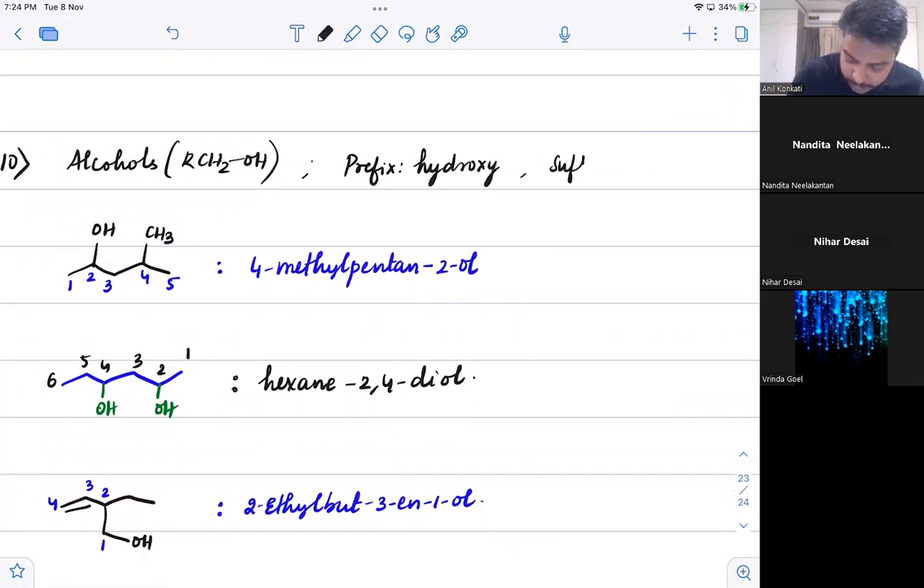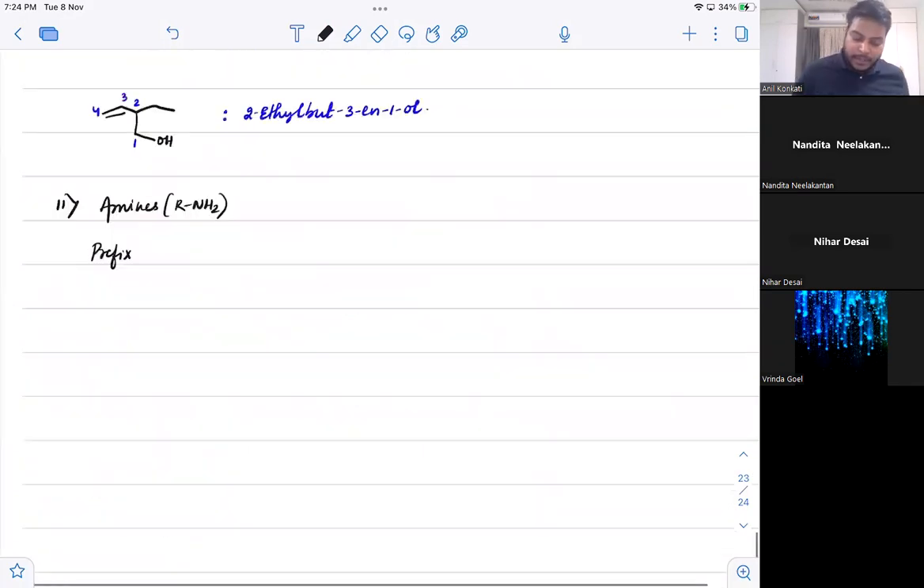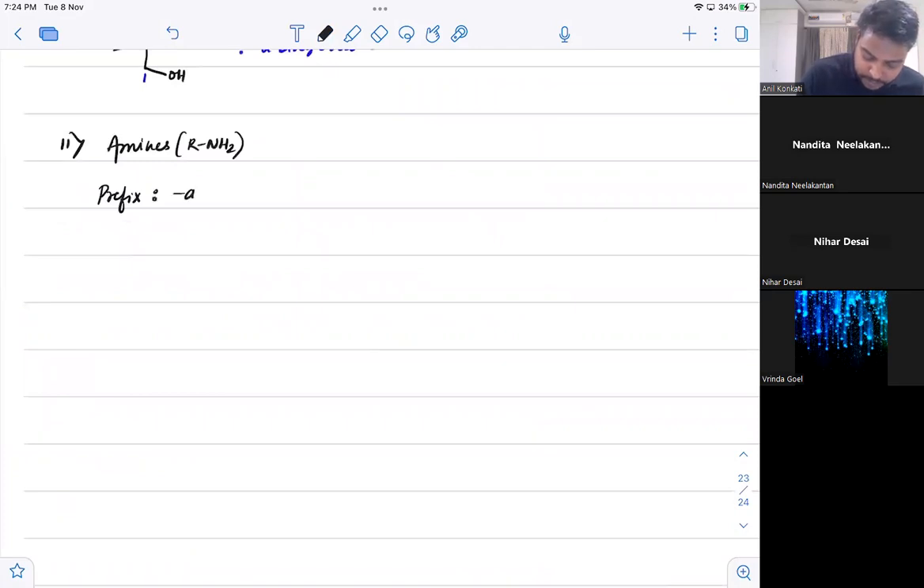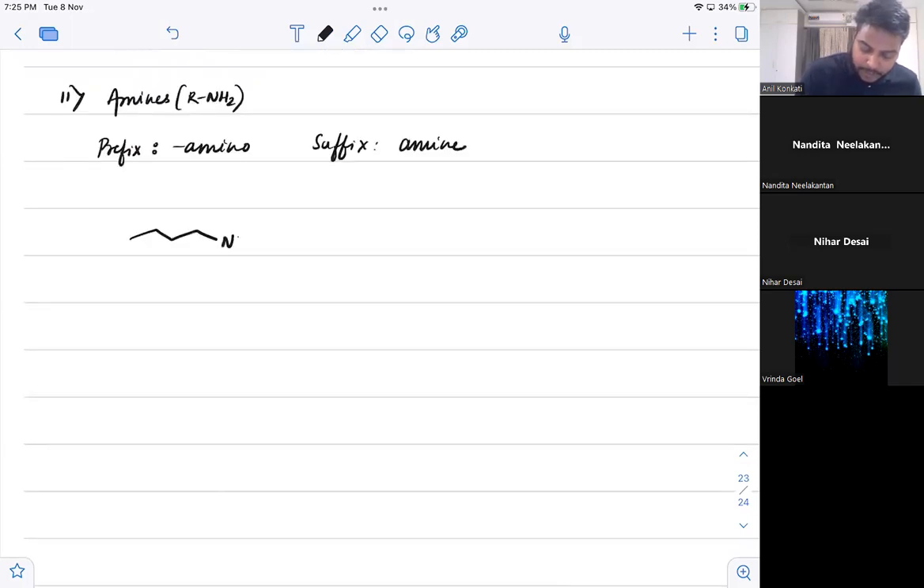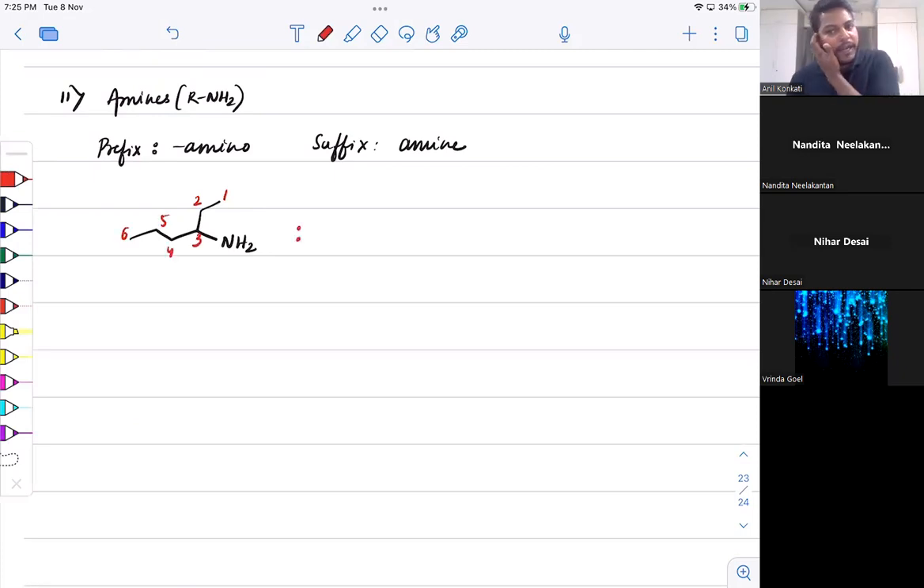And the suffix name for the same is ol. Hydroxy is the prefix and the suffix name is ol. For amines, the prefix name is amino, while the suffix name for that is amine. So suppose you have NH2 here and an ethyl group like this. You will start numbering simply from here, 1, 2, 3, 4, 5, 6. You need to find the longest chain where NH2 is coming as a count. So this will be hexane, and 3-amine, hexane-amine.